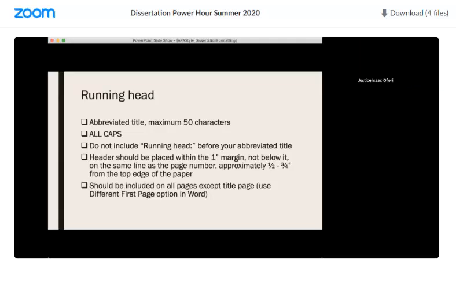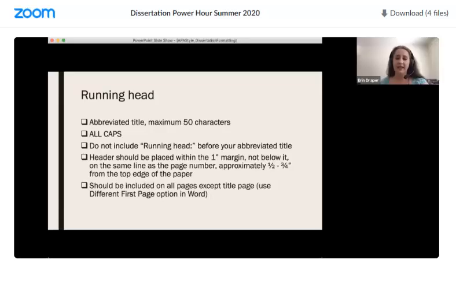But we're not going to see the words running head anywhere in your running head unless for some reason running head is somehow part of your dissertation's title. The header should be within that 1-inch margin or header. Word's going to do that for you, and it'll be even with the page number. And again, you're going to put it on every single page of your document except for the title page.